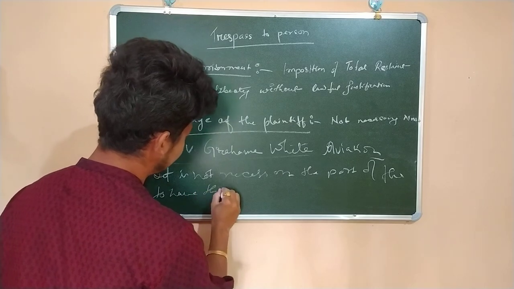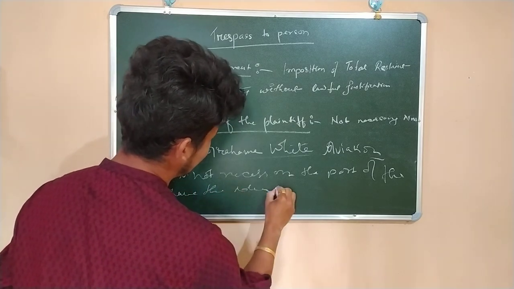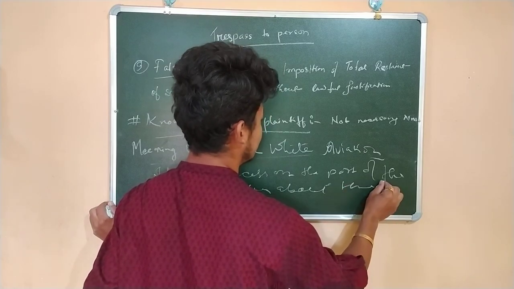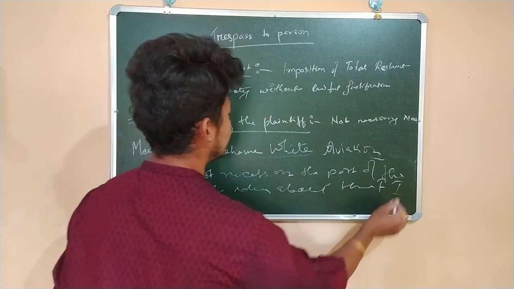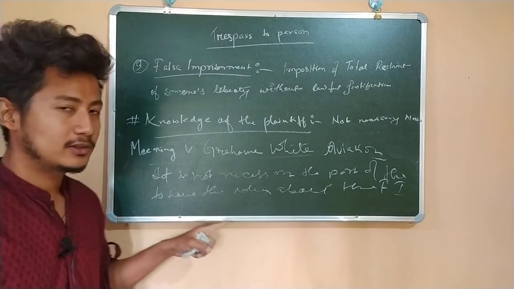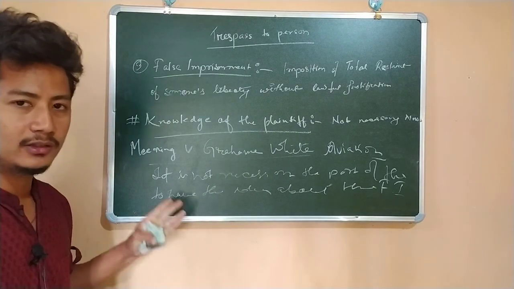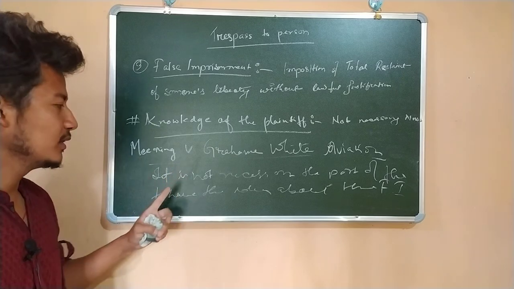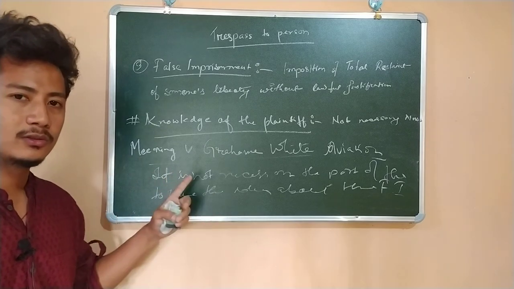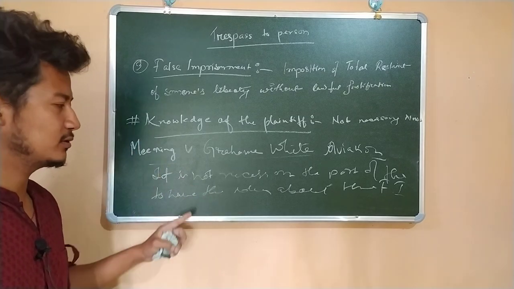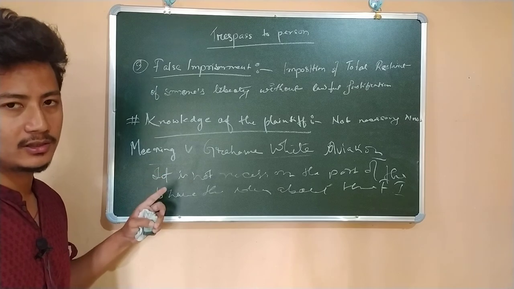The court said that it is not necessary on the part of the plaintiff to have an idea about the false imprisonment, because a person can be detained or put under false imprisonment without his knowledge. So that is why the court said that it is not necessary anymore that the person should have knowledge.